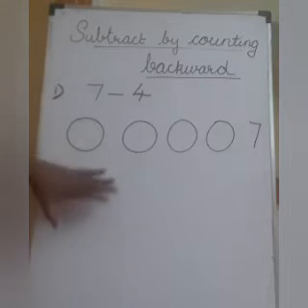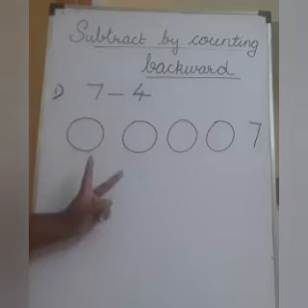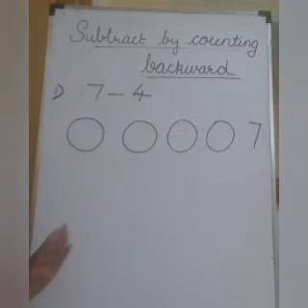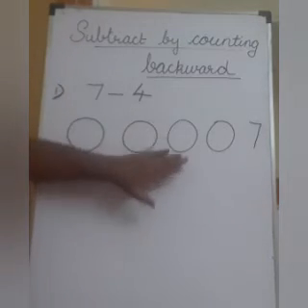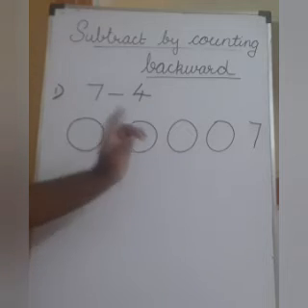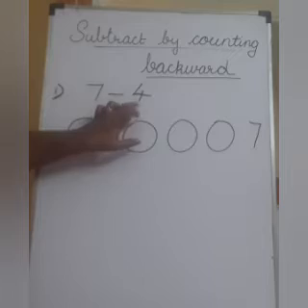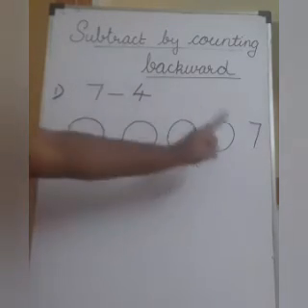Dear kids, listen carefully. We draw the circles according to the second number and we write the first number at last. Now, we are going to do the subtraction by counting backward. For doing this, count backward 4 numbers from 7. Count backward. It is not forward.